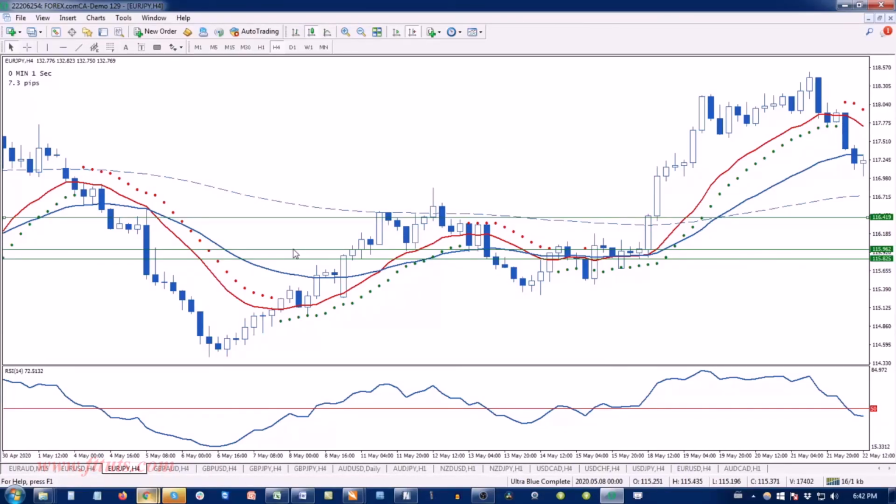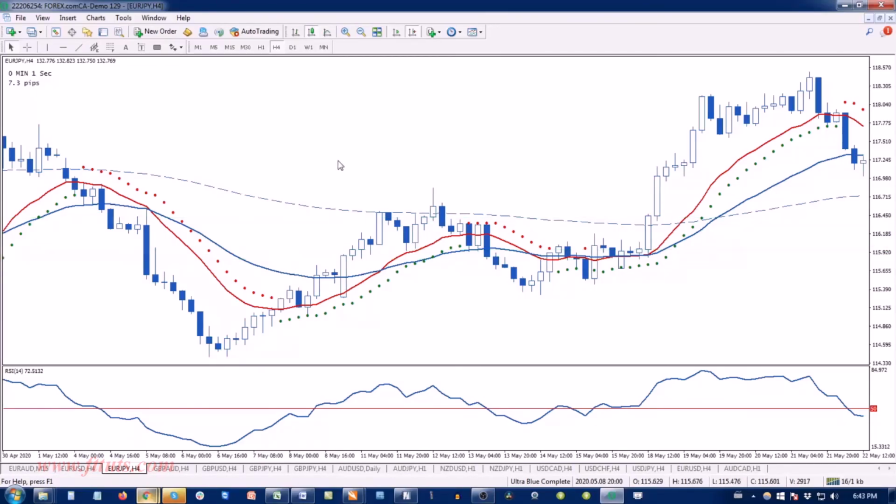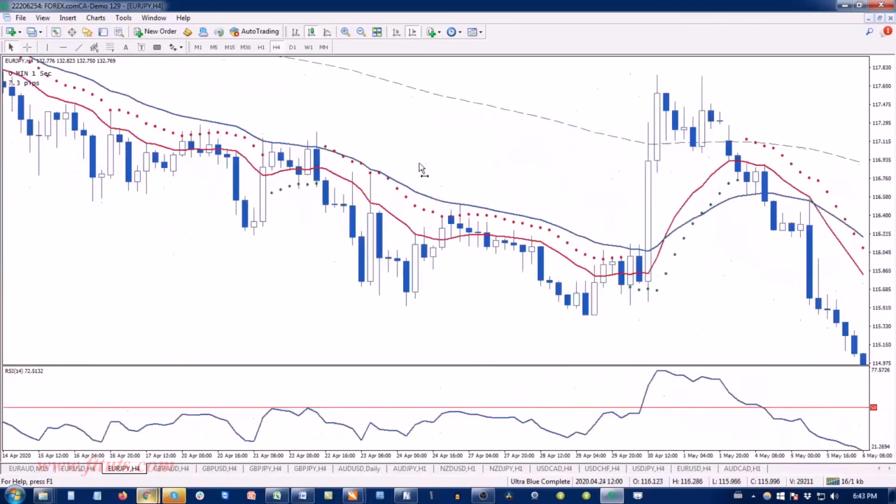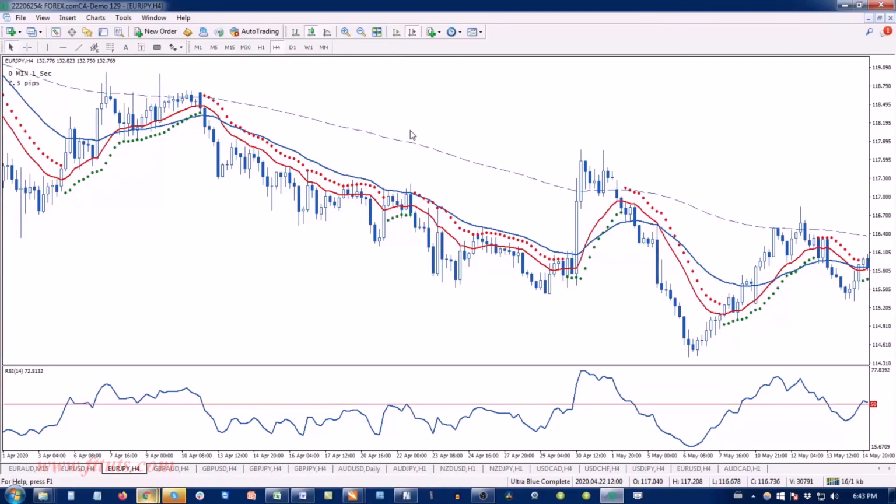So this is the Twisted Fusion trade. We looked at the buys, we looked at the sells. This is a really nice, simple way to trade the Fusion system, and I hope you have the best of luck trading this method.